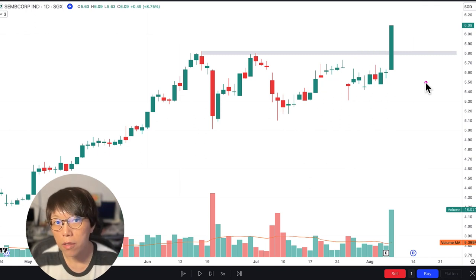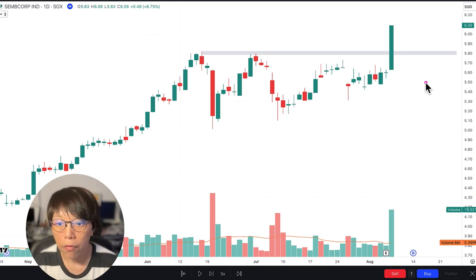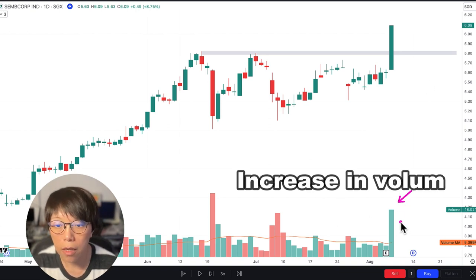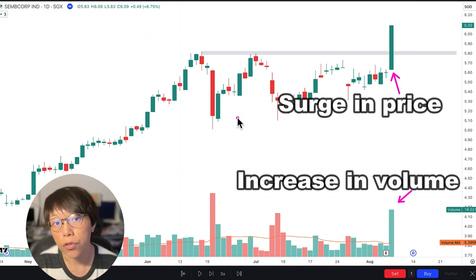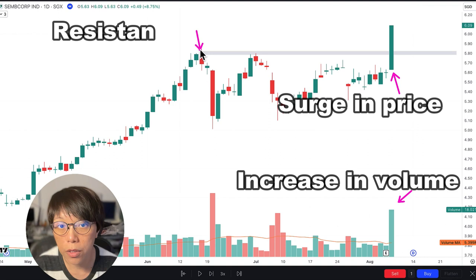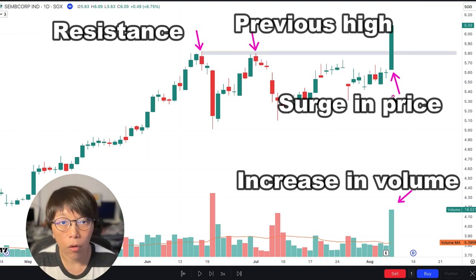Now, there are a few things on this breakout bar that met the textbook example. For example, on this breakout, there was an increase in volume. We saw that. And there was a huge surge in price. And the price broke out of the resistance, yes, it did, because the gray line here was a resistance, given by a previous high. So price broke out of the previous high.